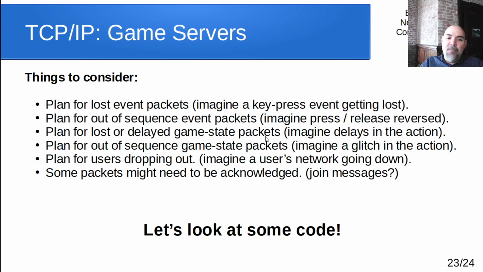We might plan for out-of-sequence game state packets. Imagine a glitch. Again, the bullet moving across the screen jumps back, jumps forward, and that would be very strange for the user playing that to see everything jump back in time and then jump forward again. We'll talk about how to deal with that a little bit.